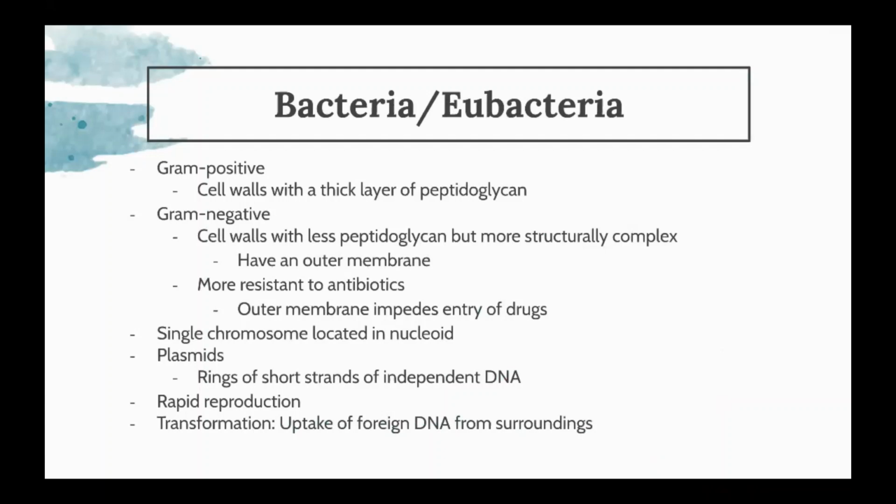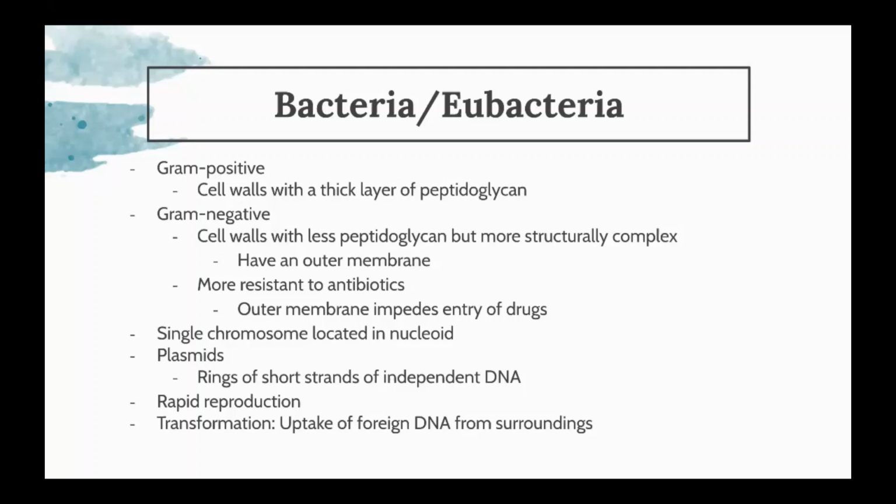Gram-negative bacteria have cell walls with less peptidoglycan, but they are more structurally complex because they have an outer membrane. And gram-negative bacteria are really unfortunate because they are resistant to a lot of the antibiotics, because the outer membrane impedes the entry of drugs. Most of the antibiotic-resistant bacteria that you are going to see are gram-negative. And gram-negative bacteria have become a pretty big problem in recent years.